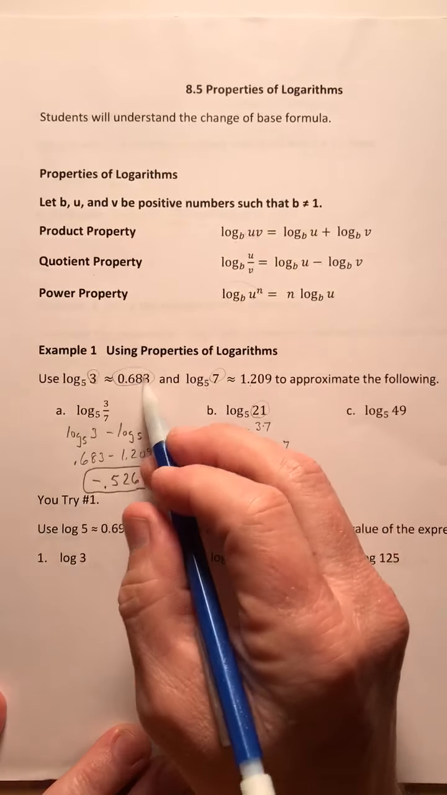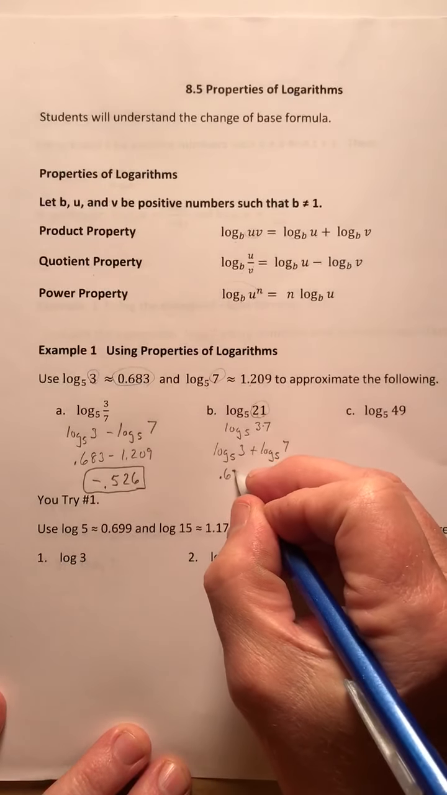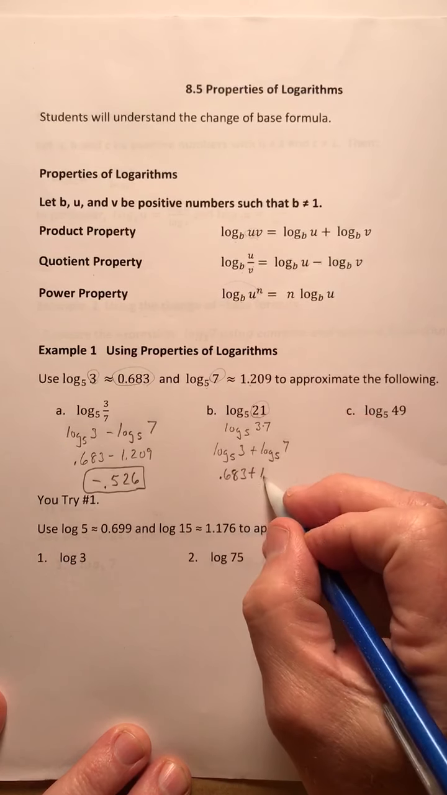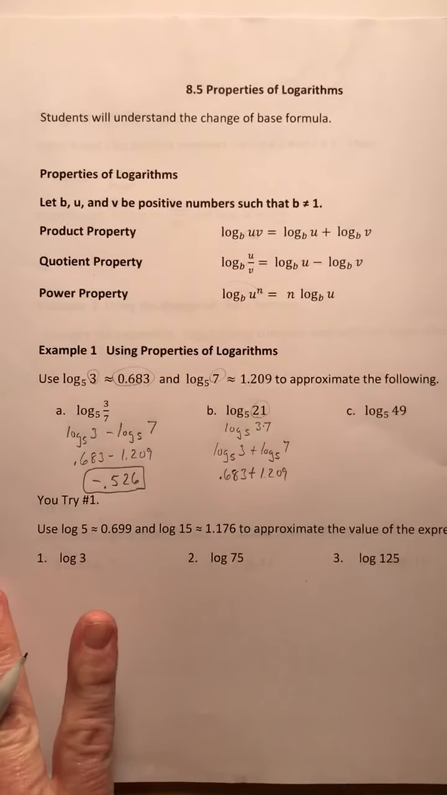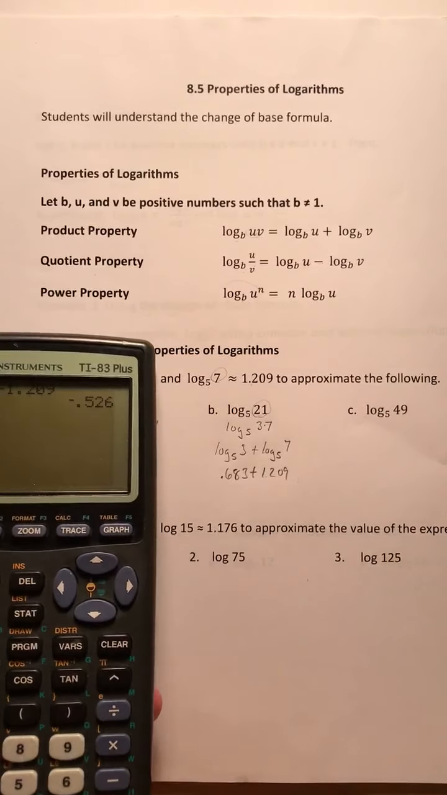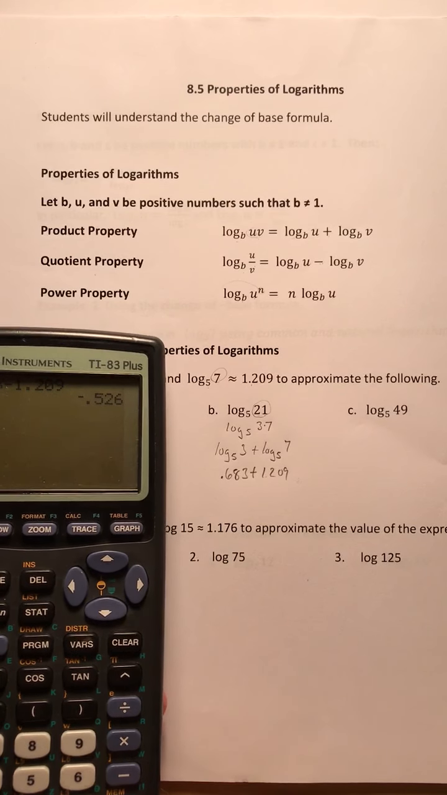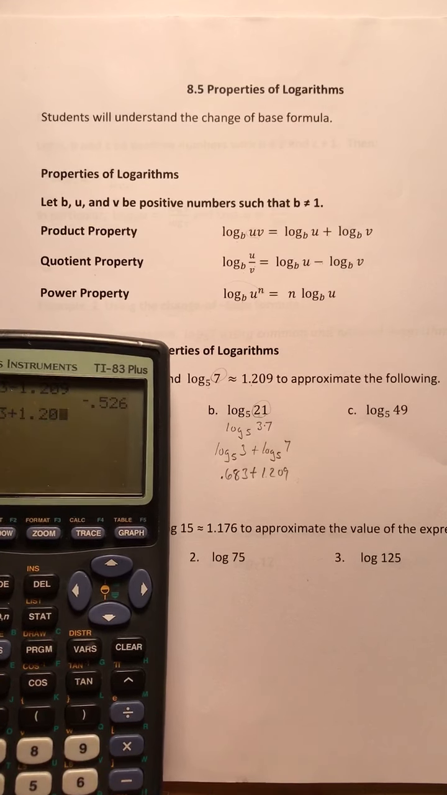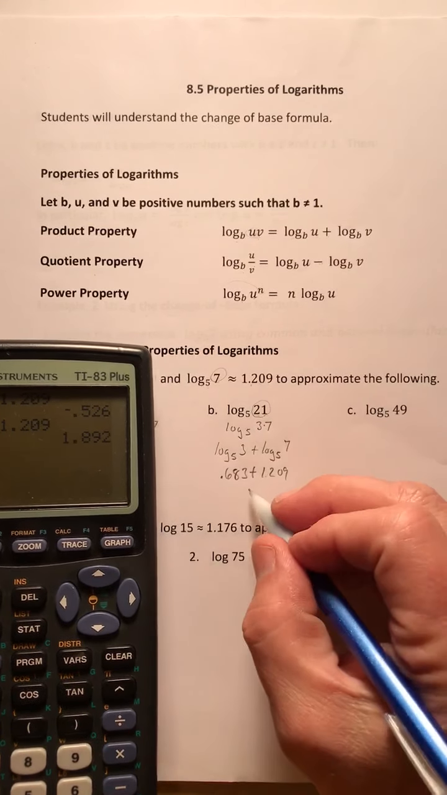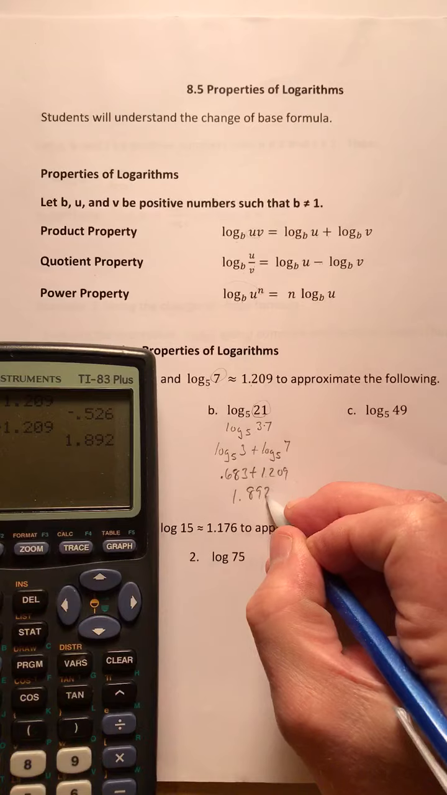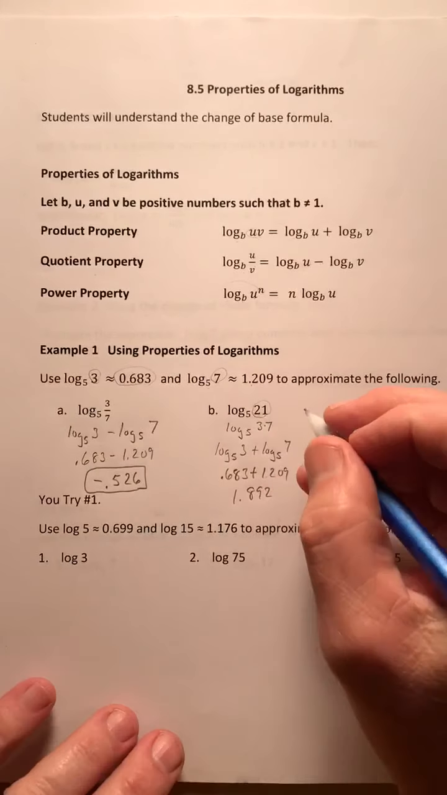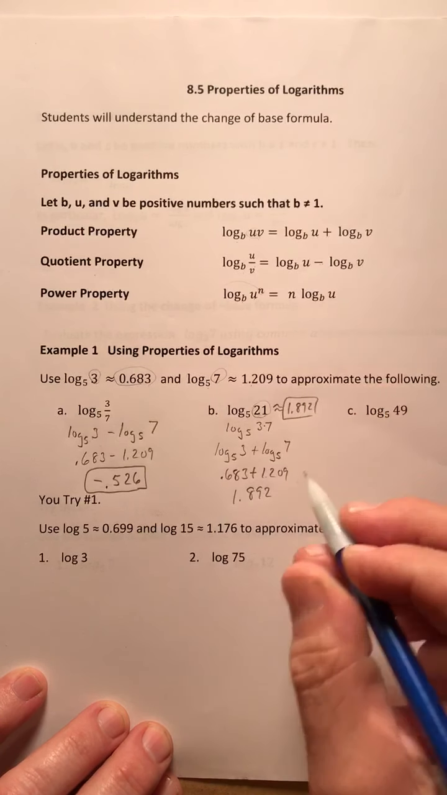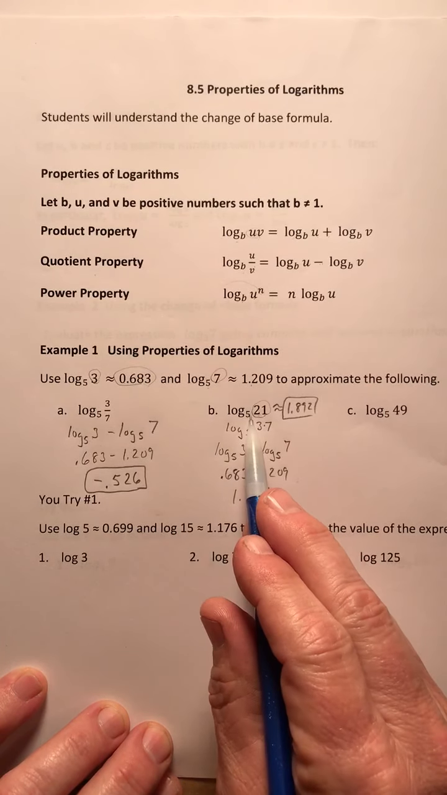Log base 5 of 3, again, is up here. It's 0.683 plus log base 5 of 7, 1.209. And again, all we got to do is put them in the calculator and add them together. So again, it's just 0.683 plus 1.209. And we get our answer, 1.892. So the log base 5 of 21 is approximately 1.892. That's what we did when we did this. We found out what the answer to that is.